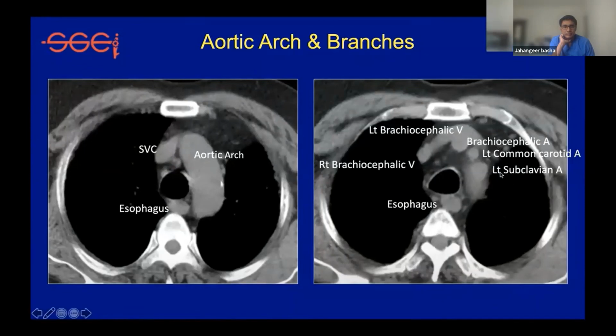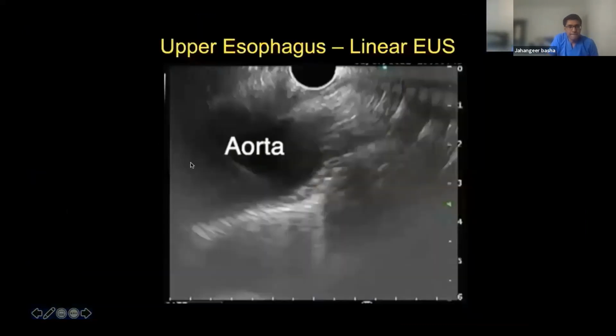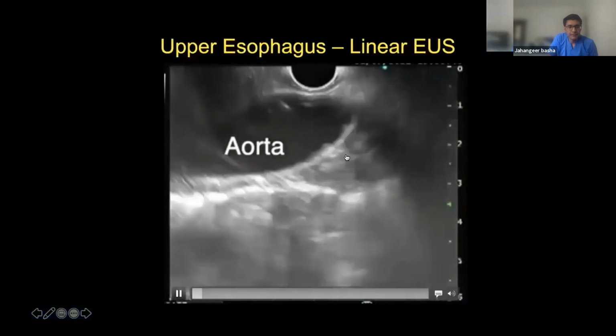From the esophagus, we can see the left subclavian and left common carotid artery clearly. Evaluating the brachiocephalic is difficult because the trachea comes in between. Among the venous structures, the left brachiocephalic vein is in close association with these arteries. We can see this on EUS. It goes towards the right side and joins with the right brachiocephalic vein to form the superior vena cava. Let's see on EUS.